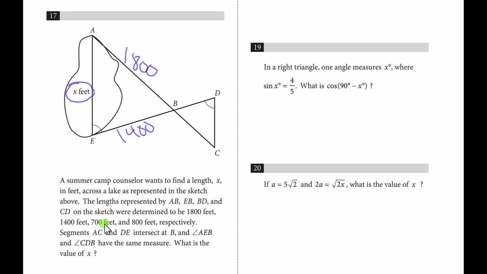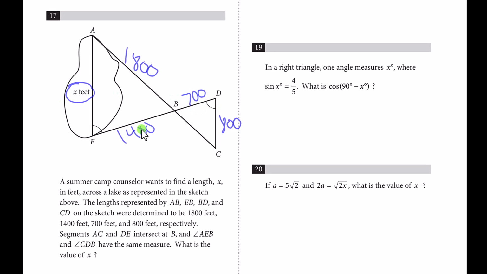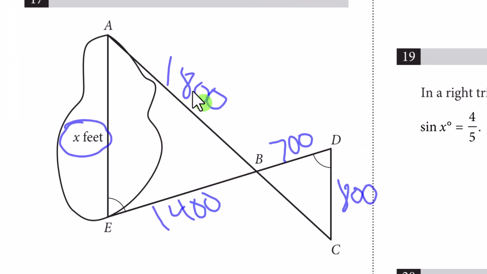BD is 700. And we've got CD, which is going to be 800. You have to make sure you're looking at the corresponding sides of the similar triangles. Okay? If you're not looking at corresponding sides, it's not going to help. So the x corresponds with the 800. The 700 corresponds with the 1400. And the 1800 corresponds with BC.